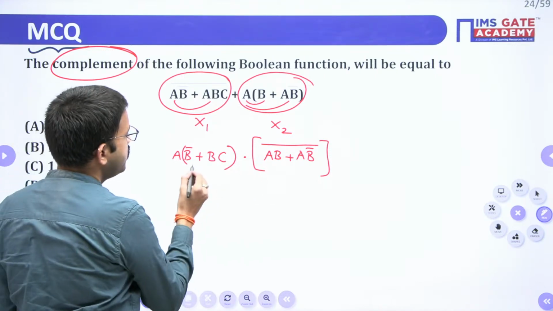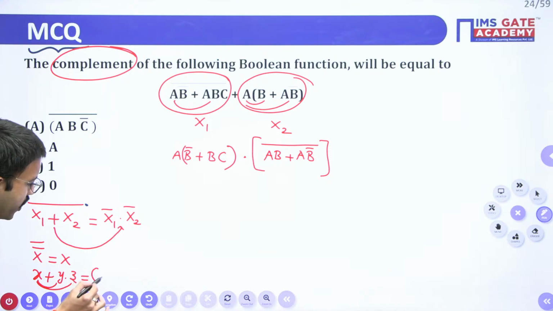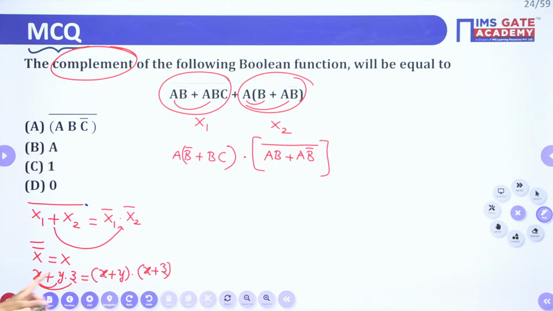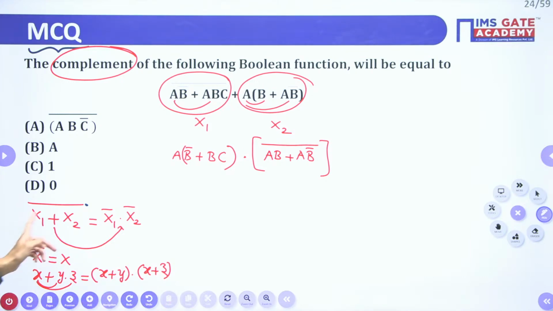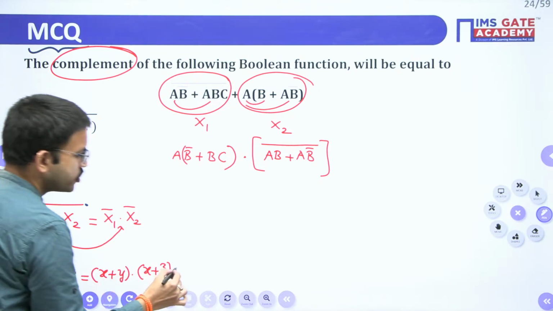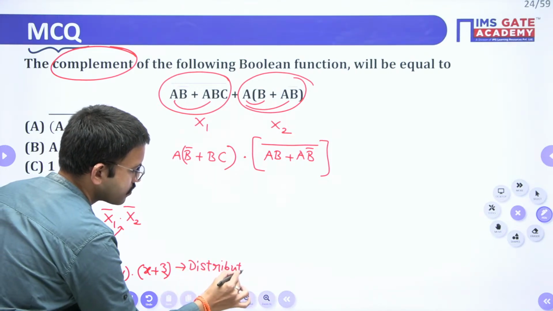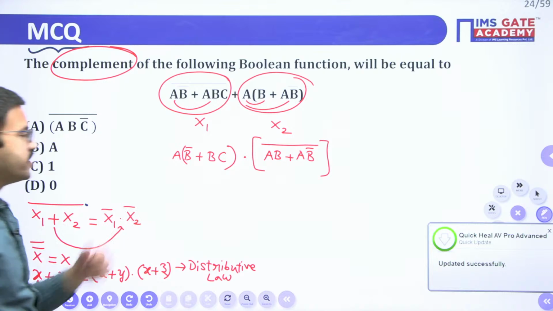Now, here, say for example, x plus yz if you are having, this one you can write as x plus y into x plus z. Which law is it? X plus yz is nothing but x plus y into x plus z. First one is De Morgan's law and this one is distributive law. Yes or no? This is distributive law.